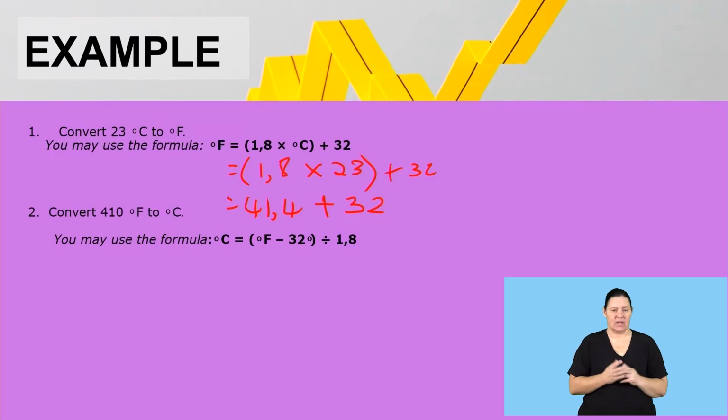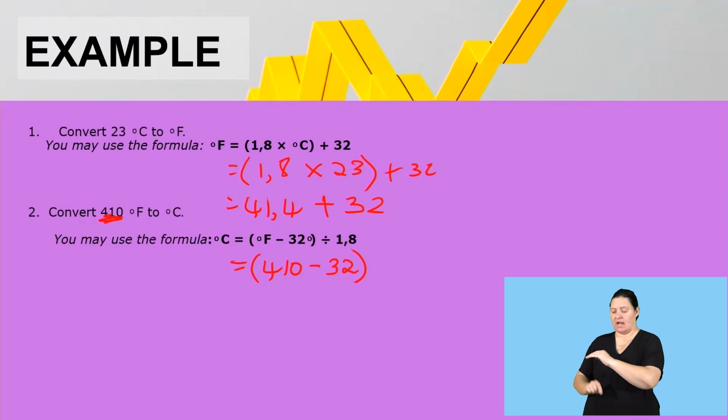Step number 2, let's substitute into our formula by saying what is our degrees Fahrenheit? It's given to us there. It says 410 degrees Fahrenheit. So that will become 410 minus 32, and I close my bracket, divided by 1,8.